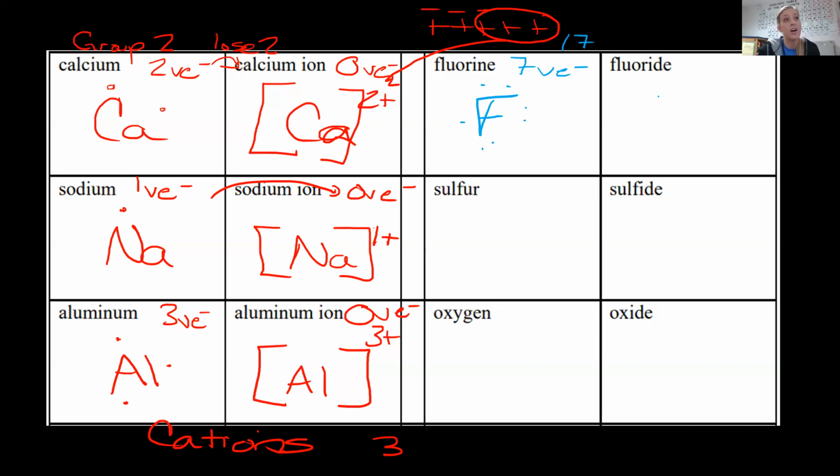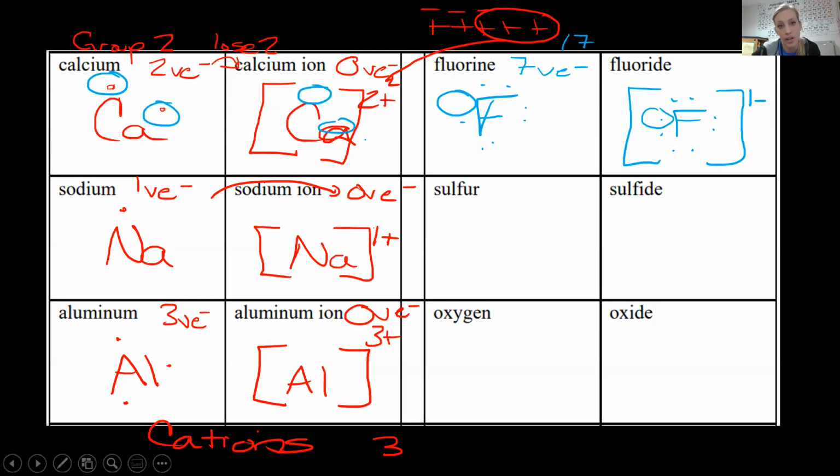Yes, so now this is when I draw 8 dots because I am showing the universe that I gained an electron, which made me 1 negative. So this space that used to be here is now full, okay? This one is showing that these 2 electrons that used to be here are now gone. If I drew 8 dots, it would look like I went up in energy level, not down.